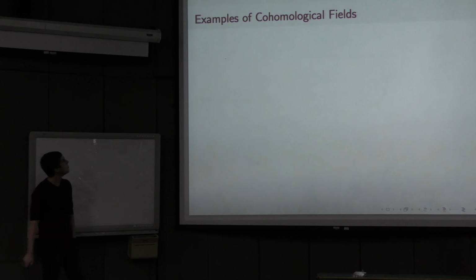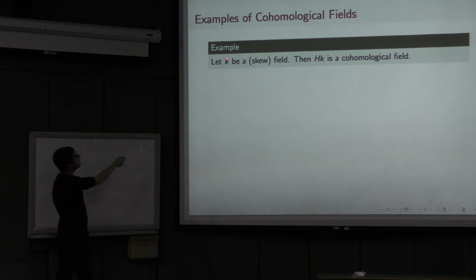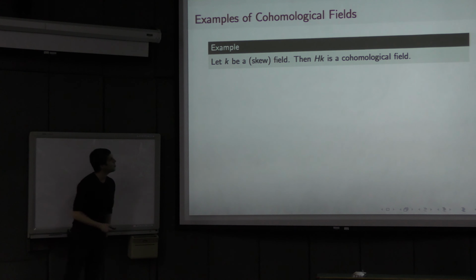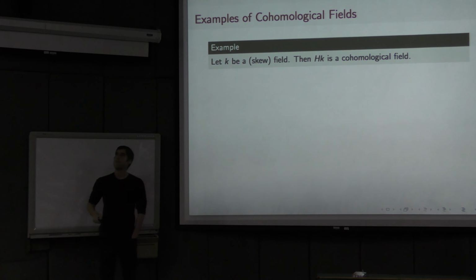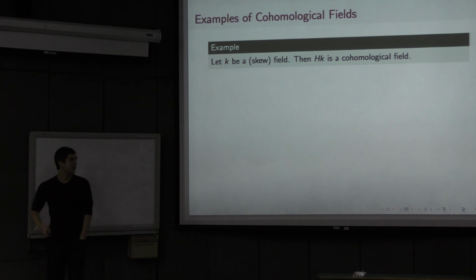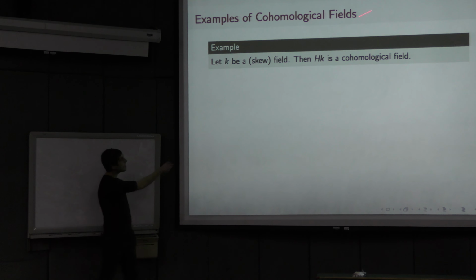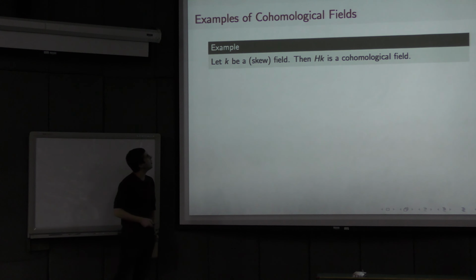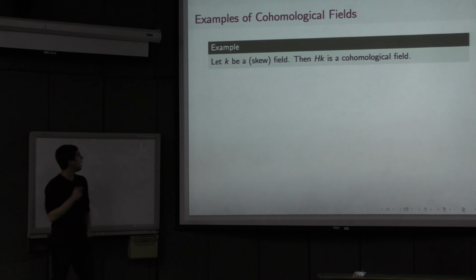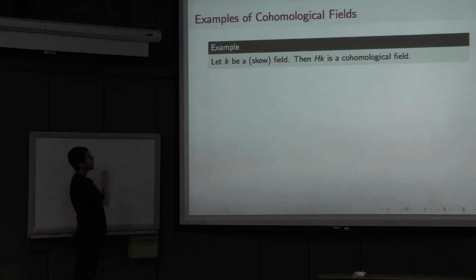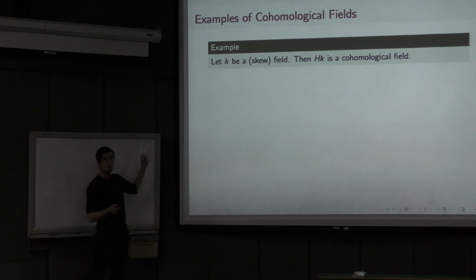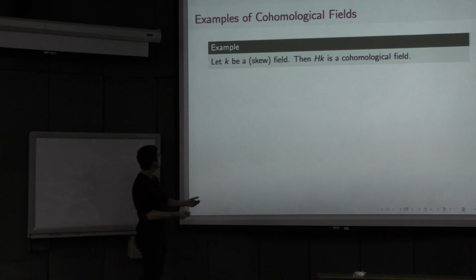So what are some examples? Well, let K be a field in ordinary algebra, then you can build a cohomology theory out of that, cohomology with coefficients in K. It's representable by this ring spectrum, the Eilenberg-MacLane spectrum HK, and that's an example of a cohomological field. And this works if K is a commutative field, or more generally if K is a skew field or a division ring.